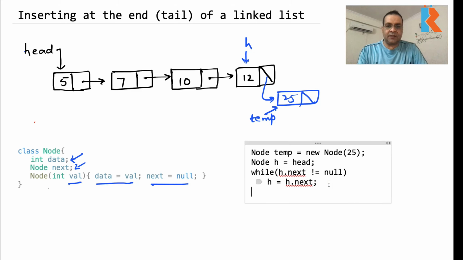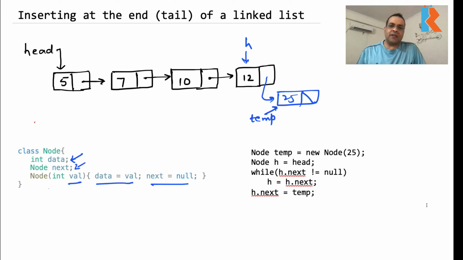So this is pretty simple. We'll say that h.next is equal to temp. Now next of head is temp, which means that it is no more null, and that's it. So essentially this is the code of inserting at the end.